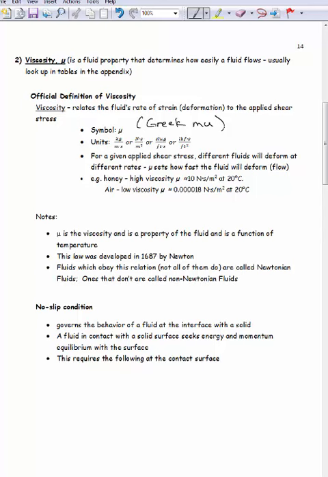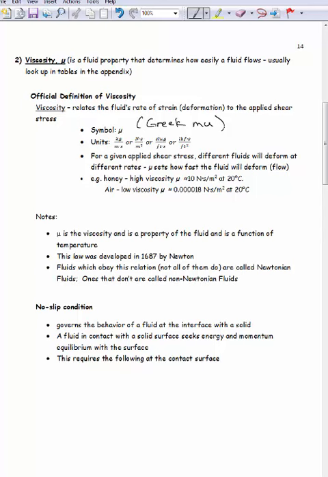So viscosity is a property of the fluid, but it is also a function of temperature. So sometimes in the back of the book you're going to see the table is going to have temperatures in it, and your viscosity is going to be varying with temperature.